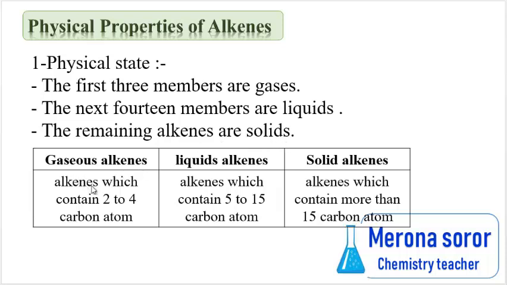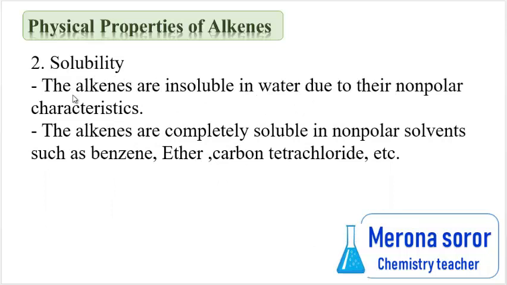Gaseous alkenes are alkenes which contain 2 to 4 carbon atoms. Liquid alkenes are alkenes which contain 5 to 15 carbon atoms. Solid alkenes are alkenes which contain more than 15 carbon atoms. Solubility. The alkenes are insoluble in water due to their nonpolar characteristics. The alkenes are completely soluble in nonpolar solvents such as benzene, ether, carbon tetrachloride.